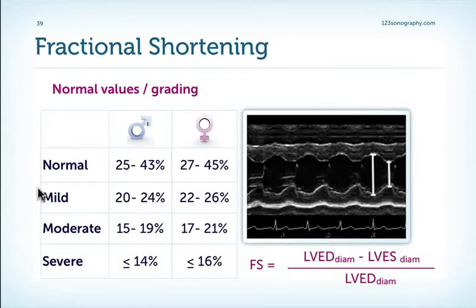Let's first take a look at fractional shortening. Fractional shortening is calculated from M-mode measurements of end diastolic and end systolic diameters. You calculate the fractional reduction between the diastole and systole, and you end up with a percent value. The normal value for females is above 27% and for males above 25%. You can approximate ejection fraction if you just multiply this value by 2, but remember, this is only an approximation.